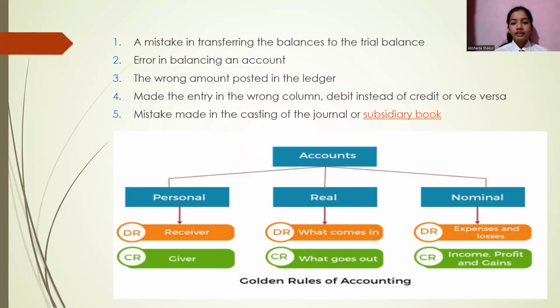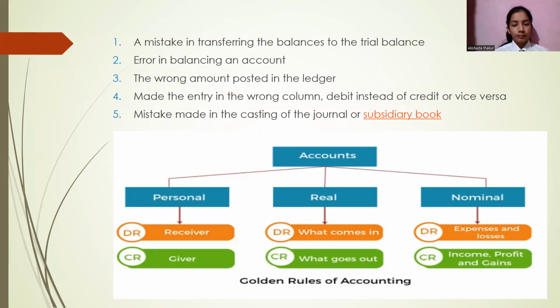We have 3 accounts in accounting. First is personal account, second is real account, and third is nominal account. For personal account, the golden rule is debit the receiver, credit the giver. For real account, it's debit what comes in, credit what goes out. For nominal account, it's debit all expenses and losses, credit all incomes and gains. With the help of these golden rules, we prepare our journal.